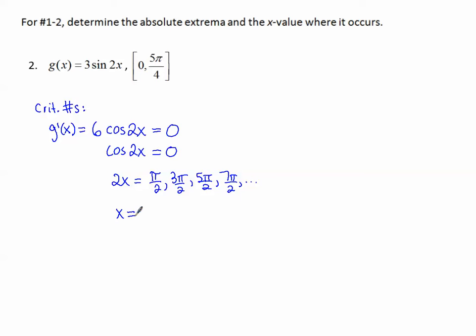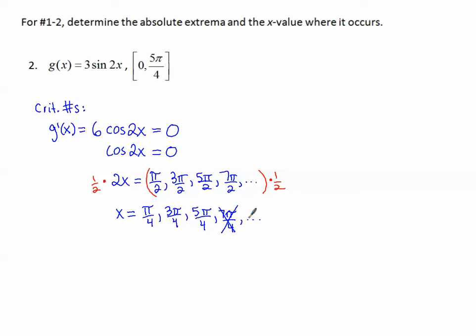Solve for x for the critical numbers by dividing by 2, or we can say multiply by 1/2. So multiply these by 1/2, and we get the critical values: pi over 4, 3 pi over 4, 5 pi over 4, 7 pi over 4, and so on and so forth. However, we're just looking on the domain that's restricted, 0 to 5 pi over 4. So this one and any that follow is not a critical number.